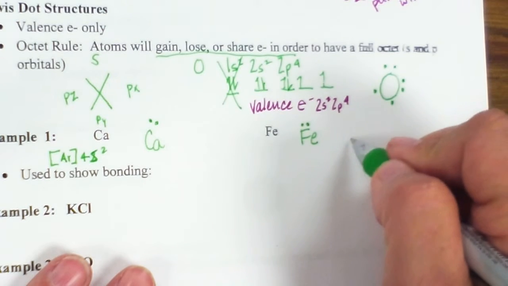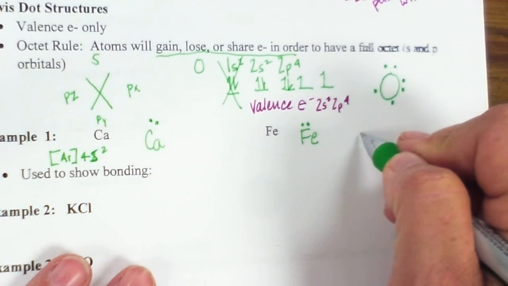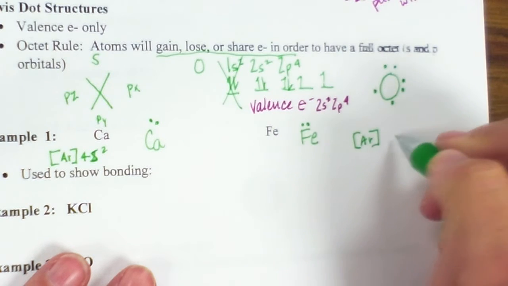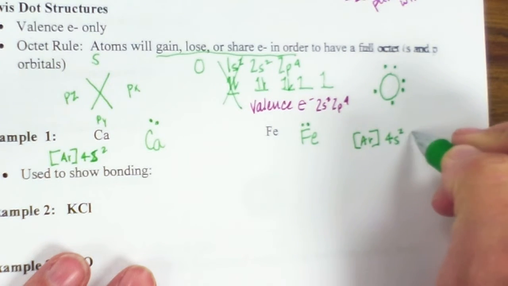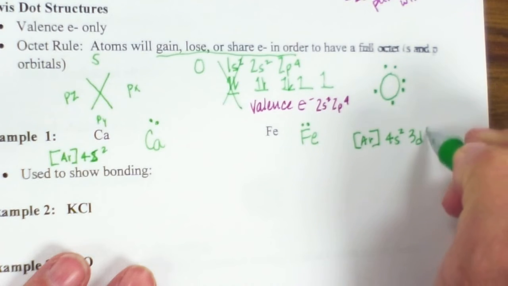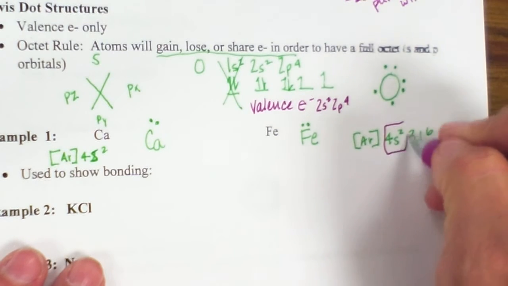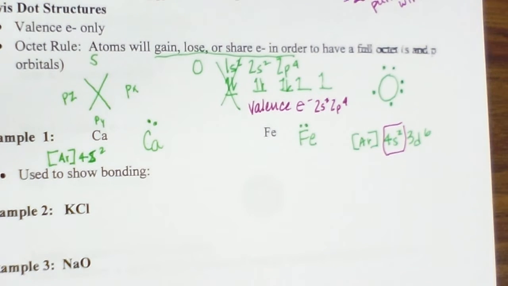My iron would be argon, and then 4s2, and then 3d6. So my valence electrons are 4s2 right here. That's all I care about. I don't care about the 3d6 because they are not in the outer energy level.